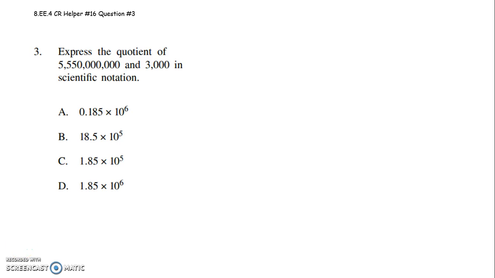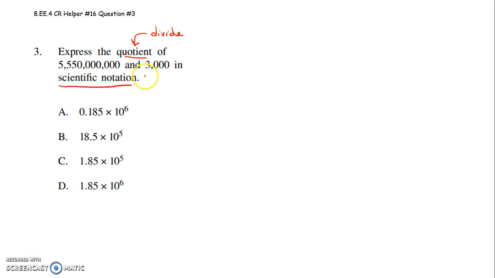All right, 8th graders, this is to help you with question 3 on CR16. It says express the quotient of 5,550,000,000 and 3,000 in scientific notation. I had to figure out how to read this number: 100,000, 10,000, 100,000, million, 10 million, 100 million, billion. Okay, so they're looking for the quotient. Quotient tells me I need to divide. And they're telling me my final answer has to be in scientific notation.